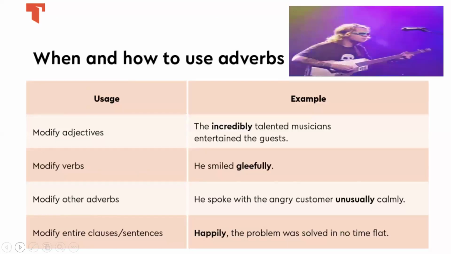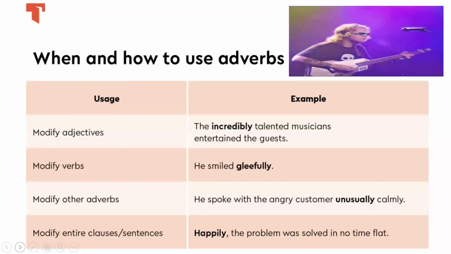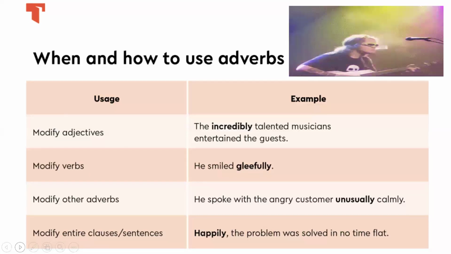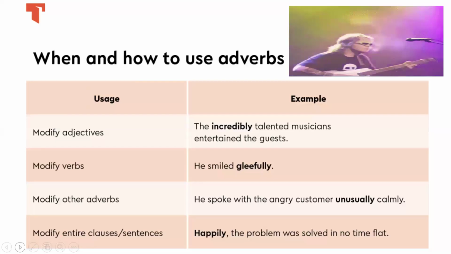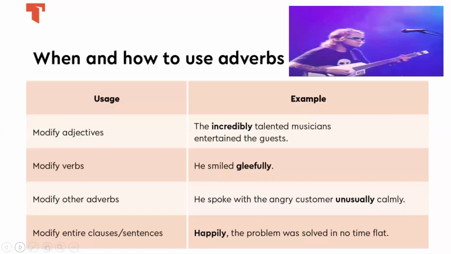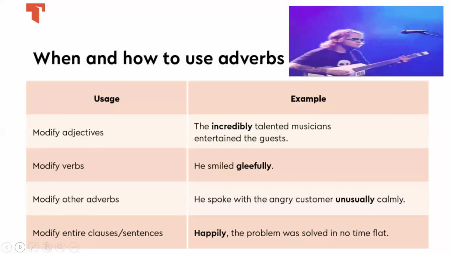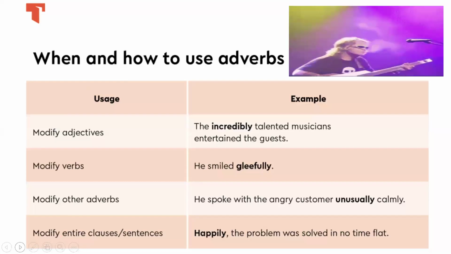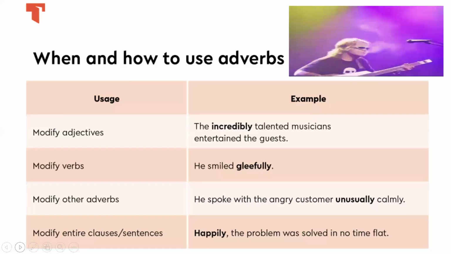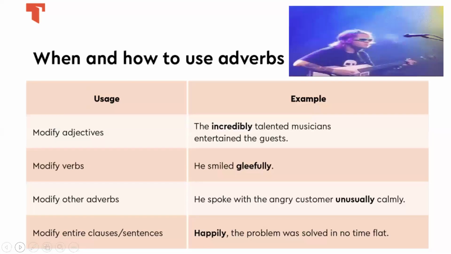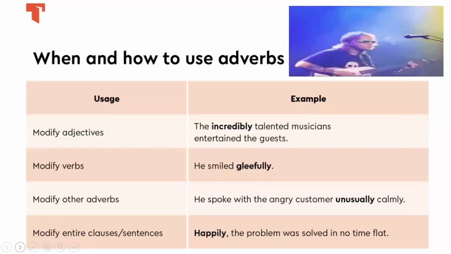When and how to use adverbs in your sentences. Adverbs can modify adjectives, verbs, and other adverbs as well. They can modify entire clauses or entire sentences. First example: the incredibly talented musician entertained the guest. In this case, talented is an adjective and incredibly is an adverb modifying it.